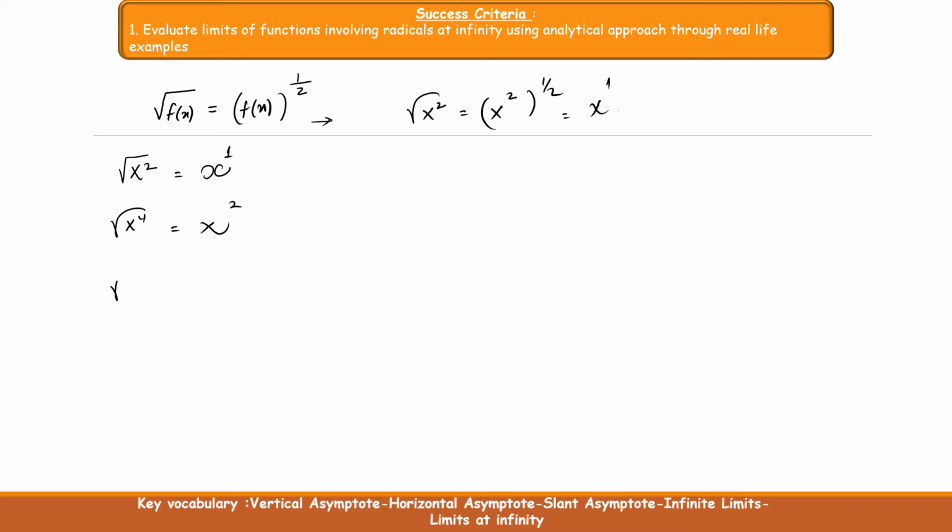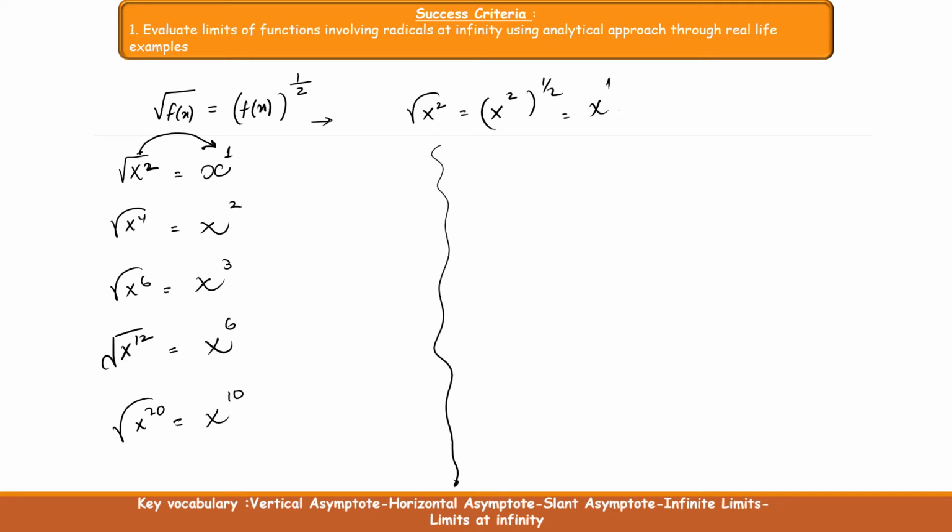It means if I have x power 6, what is half of 6? It will be x cube. Which means that if I have the square root, whatever the power is inside the square root, when I remove the square root, I will write half of that power. So if I have x to the power of 12, half of 12 is 6, so without the square root I will write x power 6. So x to the power 20 would be x to the power of 10 and so on. So if we go from square root to without square root, we make the powers half.